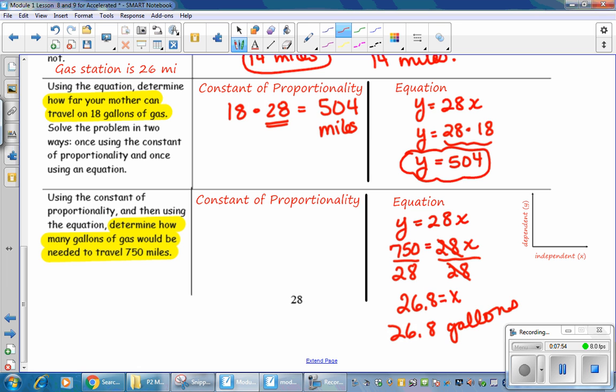Solving it using the constant of proportionality just means solving the problem without writing the equation. So we have 750 miles divided by 28 miles per gallon, and when you do that division, you get the answer, 26.8 gallons.